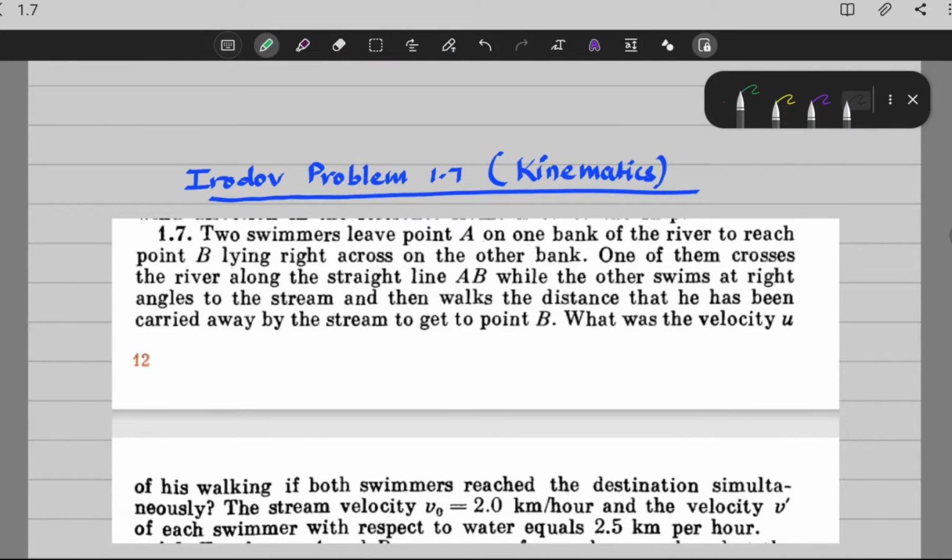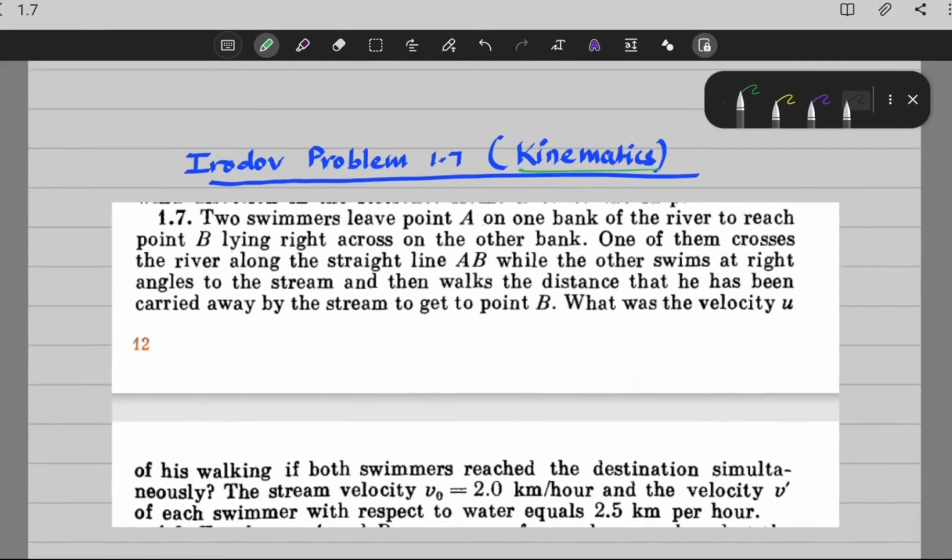Hello everyone. In this video, we are going to solve a problem from Irodov, problem number 1.7, which is related to kinematics. So let us first read out the problem and then we will solve it step by step.